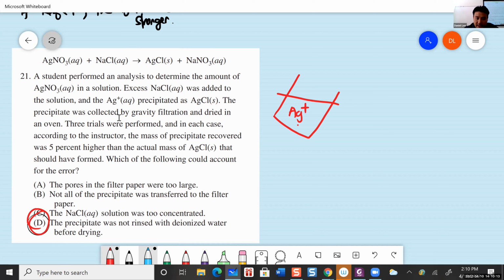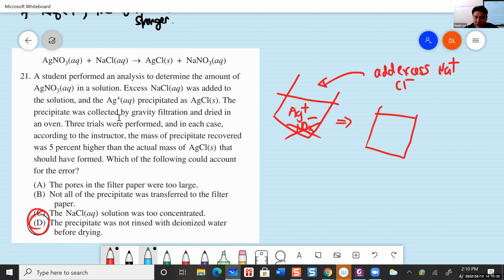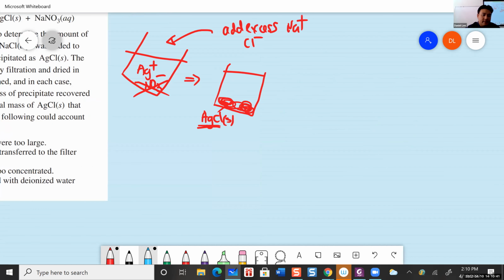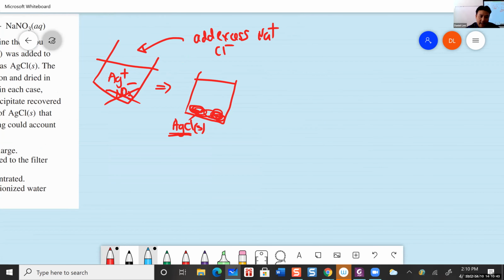Nitrate, we don't care because it's a spectator ion. And what we are doing is adding excess. We don't care about sodium, but we do care about chloride. So we are trying to initiate precipitation. So when you add this excess chloride, you're going to get a whole bunch of silver chloride precipitate, yeah? Now you want to collect, dry, and weigh. So there are two sources of error that will happen when you don't wash the stuff properly.